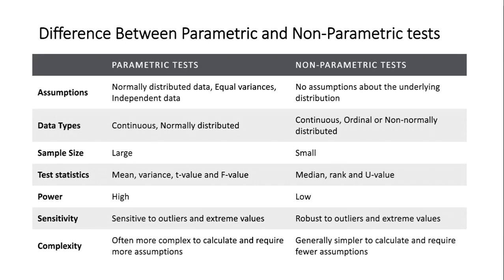Test statistics in parametric tests are mean, variance, t-value, and f-value. And in non-parametric tests, median, rank and u-value. Power in parametric tests is high, and in non-parametric tests is low. Sensitivity. Parametric tests are sensitive to outliers and extreme values. Non-parametric tests are robust to outliers and extreme values. Complexity. Parametric tests are often more complex to calculate and require more assumptions. Non-parametric tests are generally simpler to calculate and require fewer assumptions.